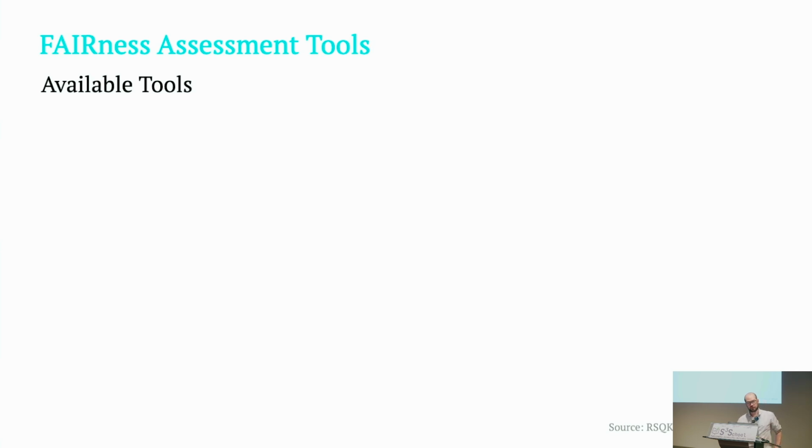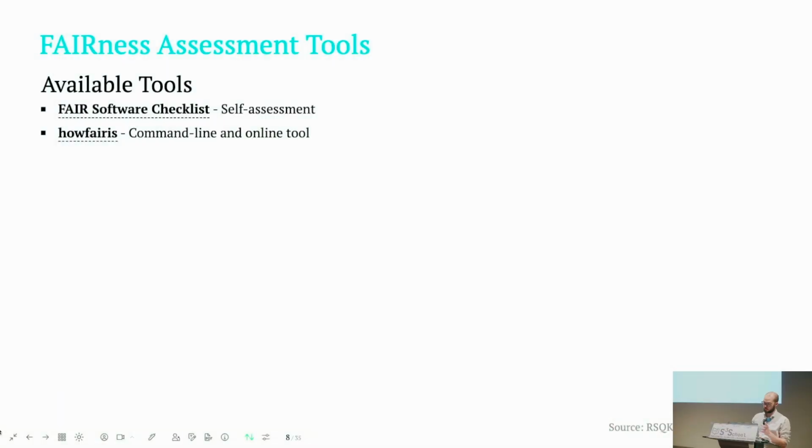To assess the fairness, we talked about the tools this morning. There are also some tools available to assess the fairness of your software. One is the Fair Software Checklist. It's something manual, like the checklist we are creating for the school, to check that your software is fair. And there is also one tool, How Fair Is, which works with a command line and online tool. We'll actually test it just after.